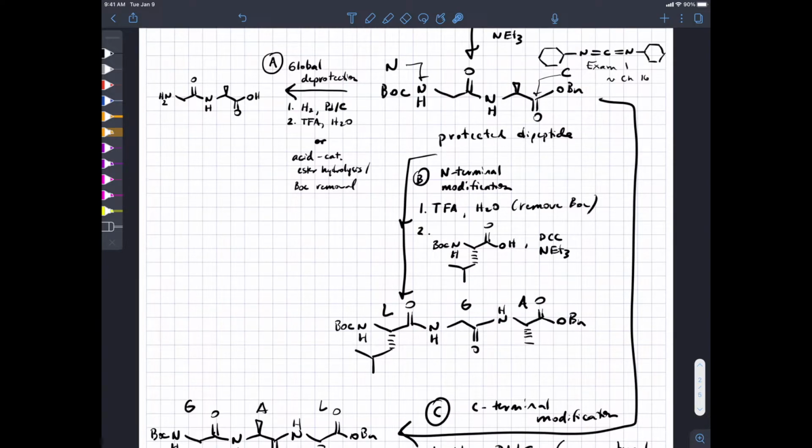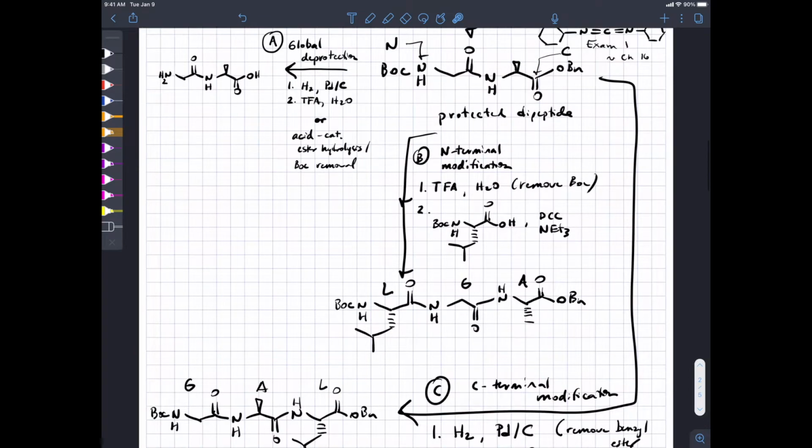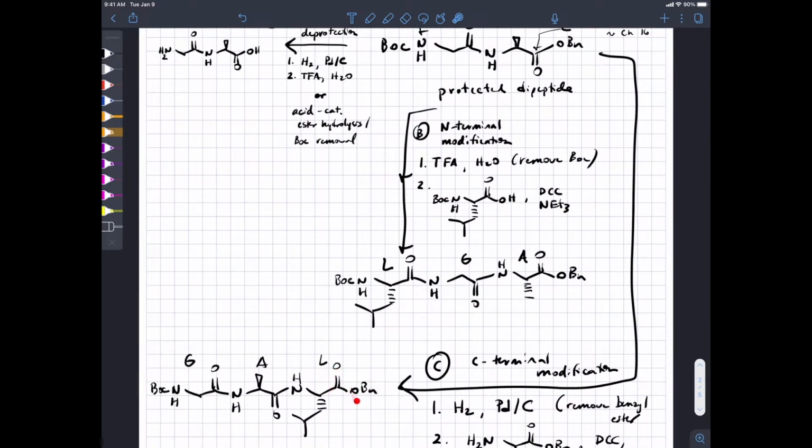One way that people have tried to sidestep this is to make shorter peptide segments, 3 to 5 to 7 residues or so, and then link those together in segment coupling reactions. So imagine taking this tripeptide and removing the Boc group, and then taking this other tripeptide and removing the benzyl ester group. Then using DCC and triethylamine to combine these two, you should be able to get the amino group of one to couple with the carboxylic acid of another, and then I have a hexapeptide, and I didn't have to do 6 steps linearly. I made 2 tripeptides and then brought them together.